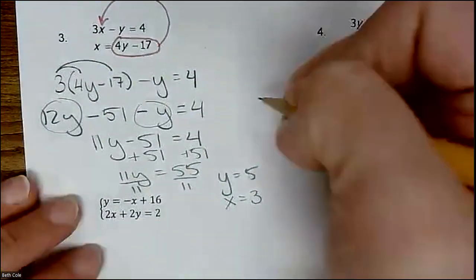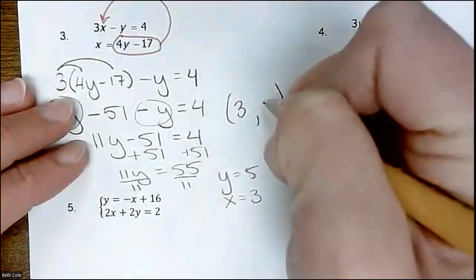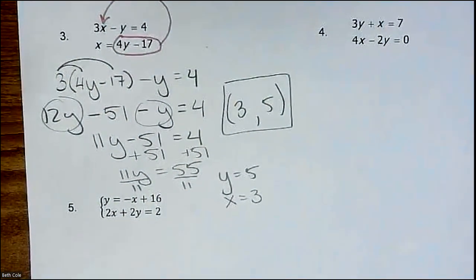And then how do you write it? Because it needs to be an ordered pair. Oh, good. You guys even got it in the right order. Why is it 3, 5 and not 5, 3? Because that's a common. X comes first.